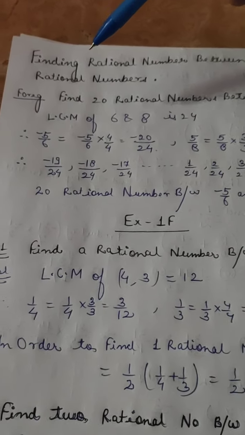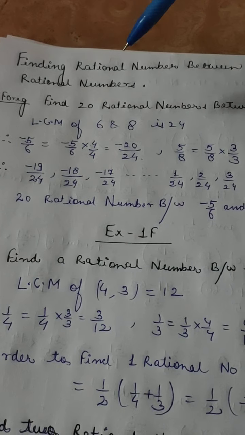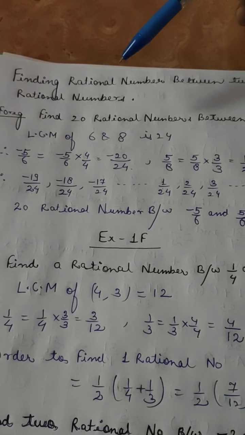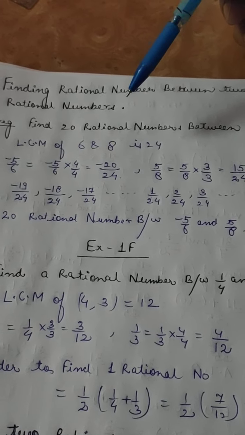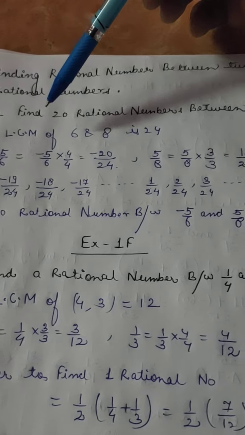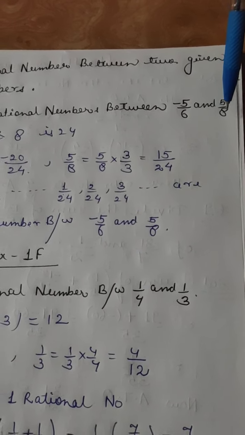Let's start a new topic, that is finding a rational number between two given rational numbers. What is the topic? You have to find a rational number when you have been given two rational numbers. For example, let us take one example. Find 20 rational numbers between minus 5 by 6 and 5 by 8.